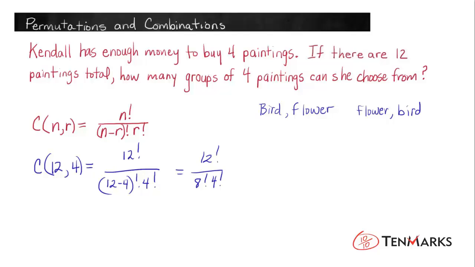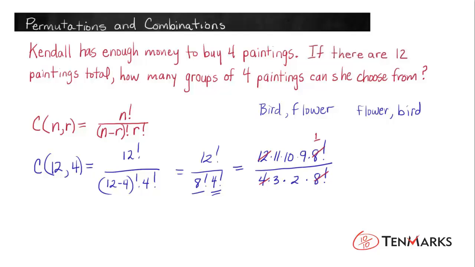And let's see if we can do this by hand. We'll rewrite this as 12 times 11 times 10 times 9 times 8 factorial over, and I'm going to take this 8 factorial and put it here, and then we'll write out the 4 factorial. So we'll have 4 times 3 times 2, and again, no reason to write the 1. That's going to give you 8 factorial divided by 8 factorial, which is 1.